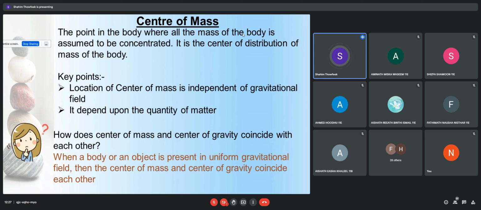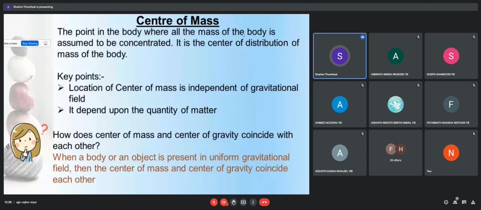So if the body is under a uniform gravitational field, center of mass and center of gravity will coincide with each other. This is why usually near the surface of the Earth, we are not showing two different points for center of mass and center of gravity. Near Earth's surface, the gravitational field strength is uniform. Then the center of mass and center of gravity coincide. We are assuming that they are coinciding with each other.